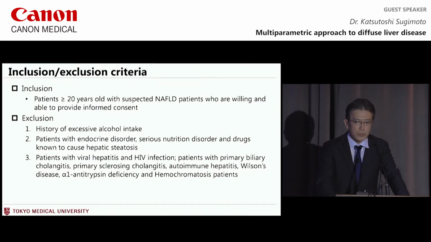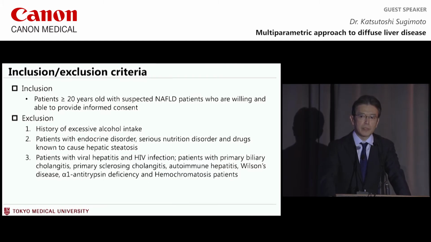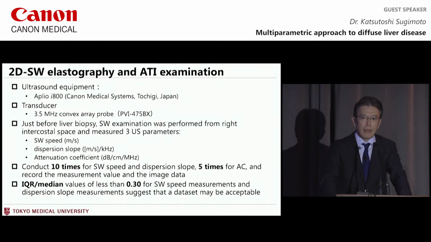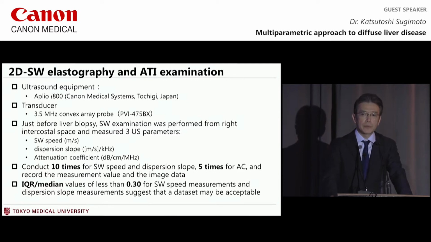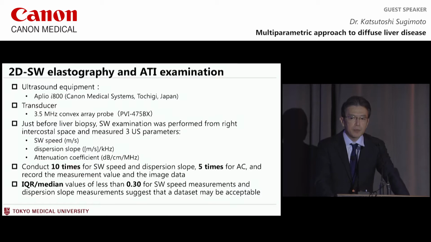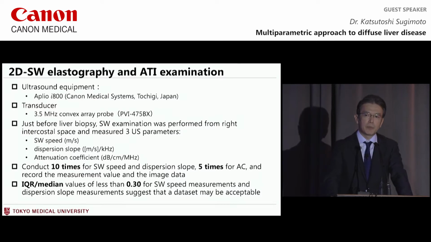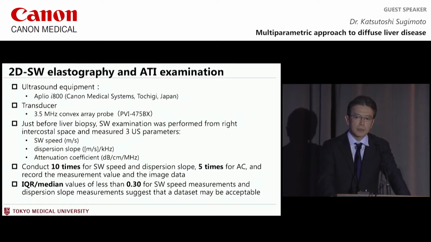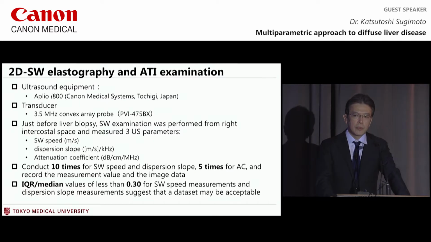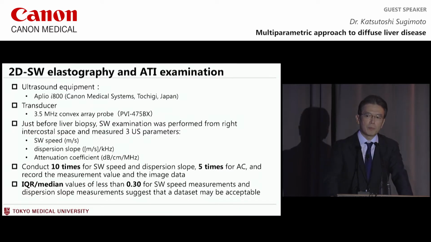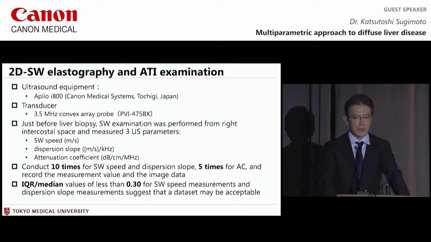This slide shows inclusion and exclusion criteria of this study. We used Aplio i800 with a 3.5 MHz convex array probe. Just before liver biopsy, shear wave examination was performed from the right intercostal space and measured 3 parameters. And we conducted 10 measurements for shear wave speed and dispersion slope, and 5 for attenuation coefficient, and recorded the measurement values and the image data.